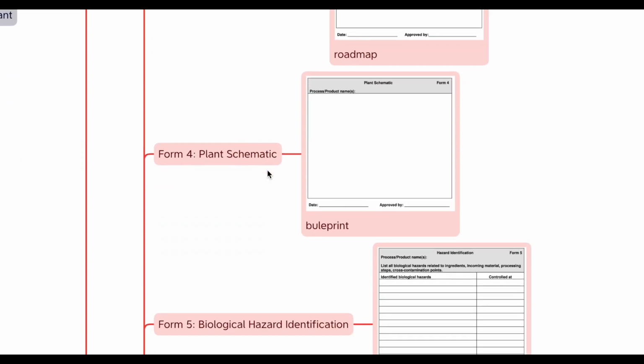Okay, Form 4, plant schematic. It's all about the layout of your plant. It's like the blueprint of your house, showing you where everything is located. This includes everything from processing equipment to hand washing stations.